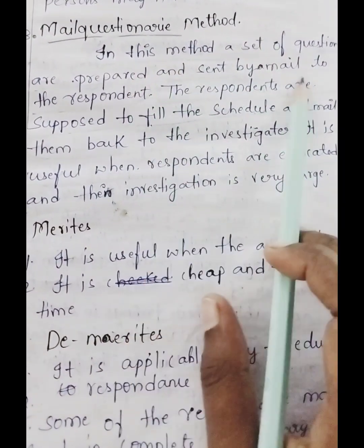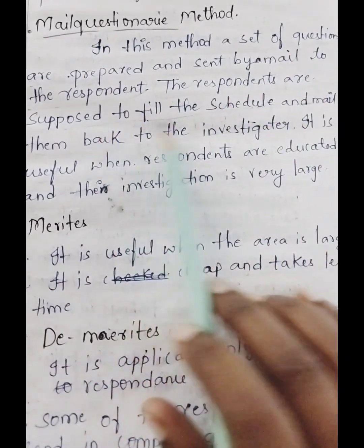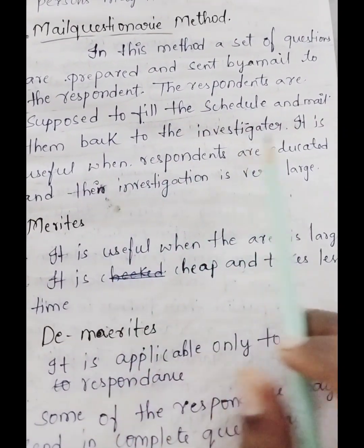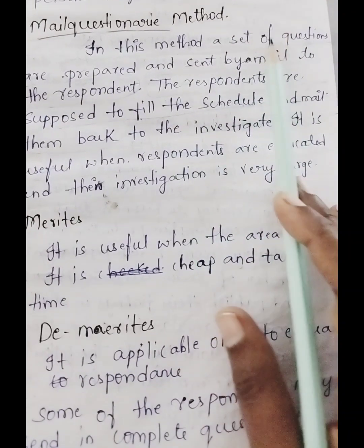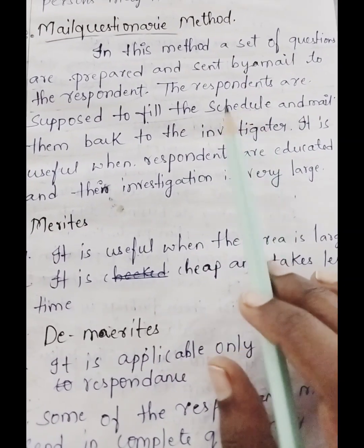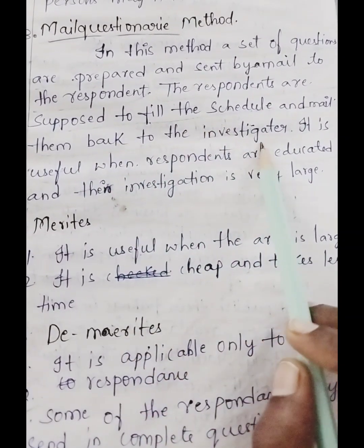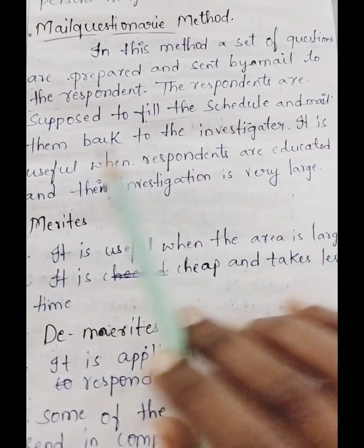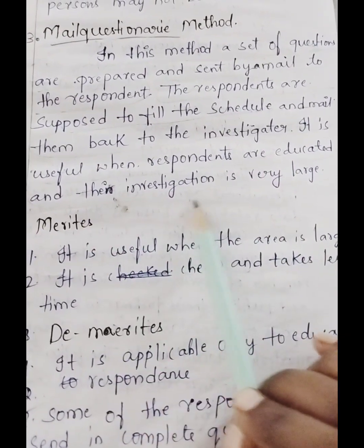A set of questions will be sent to the respondent by mail, and the respondents are supposed to fill up the schedule and mail it back to the investigator. Whatever questions are sent by the investigator, the respondent has to fill in the answers and mail them back. It is useful when the respondents are educated and the investigation is large.